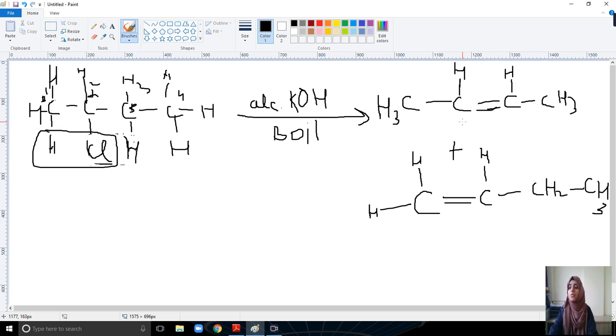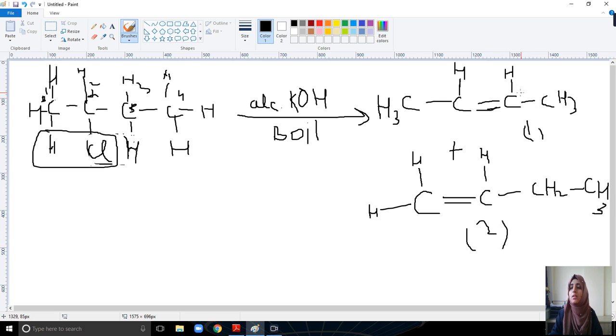Now we have to decide which one is major and which one is minor. We will decide according to the Saytzeff rule. According to the Saytzeff rule, the more substituted alkene is the major product. Now, which one is the more substituted alkene? Substituent means branching, the substituents present around the double bond. For example, in this case, this one is the first product and this one is the second product.